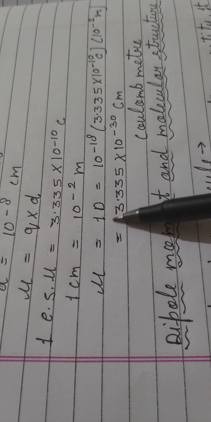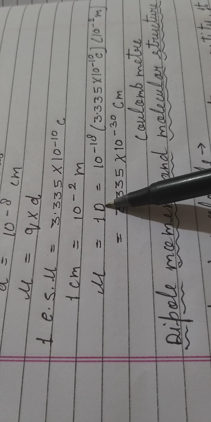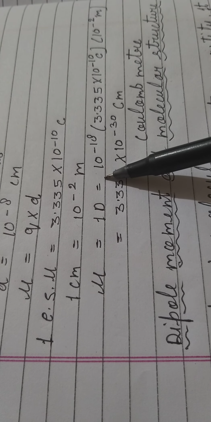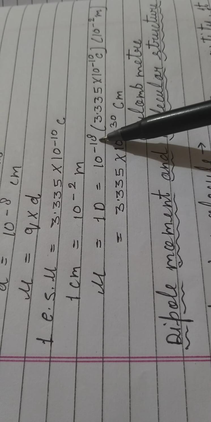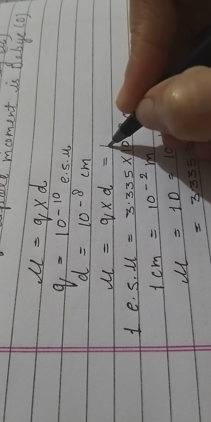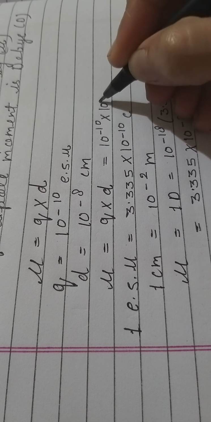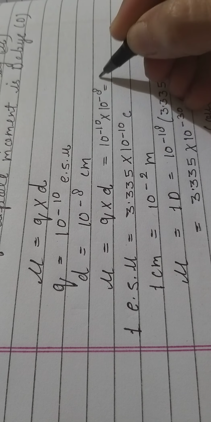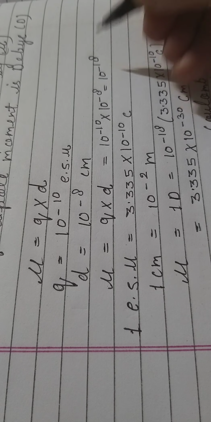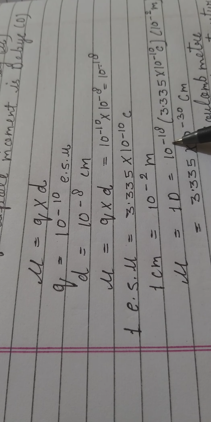So mu is equal to Q into D. As we are considering 1 Debye, that is 1 D, we have to write 10 raised to the power minus 18. How has it come? The Q we got was 10 raised to the power minus 10, and the distance we got was 10 raised to the power minus 8. If we multiply them, we get 10 raised to the power minus 18. So we have to keep this 10 raised to the power minus 18 here.